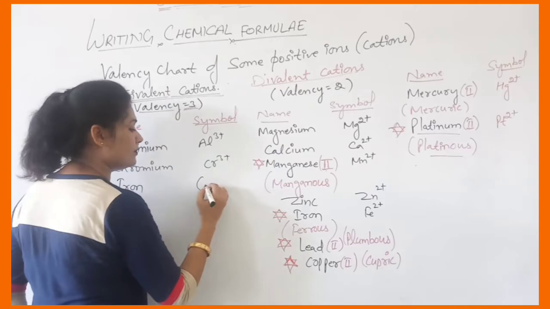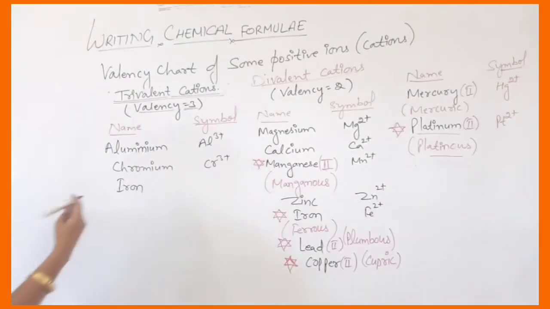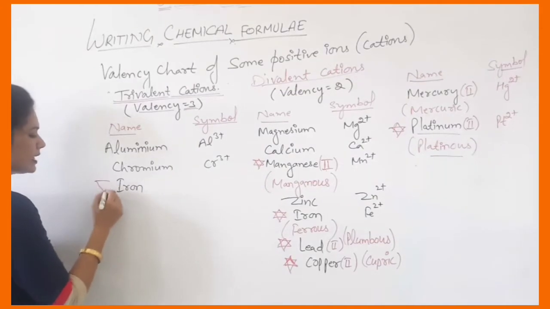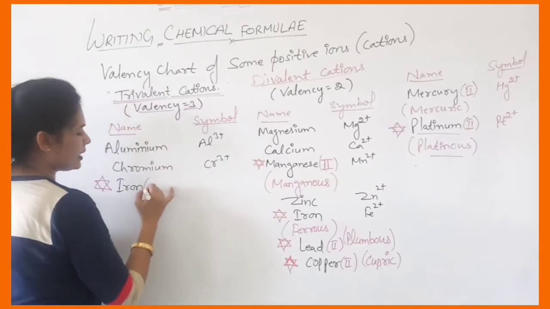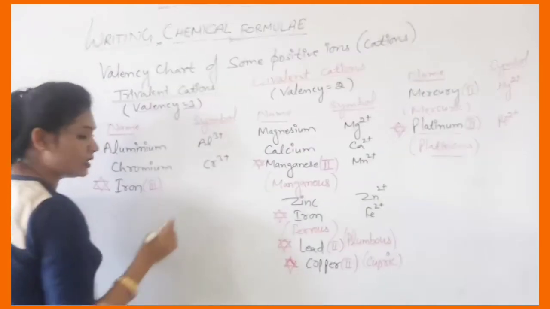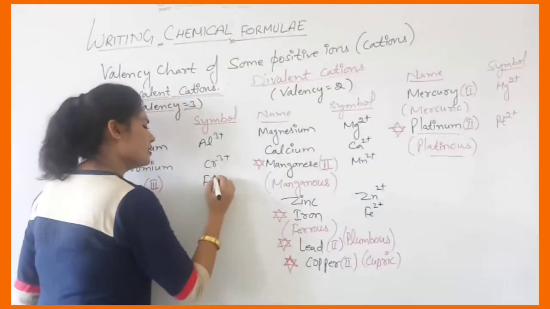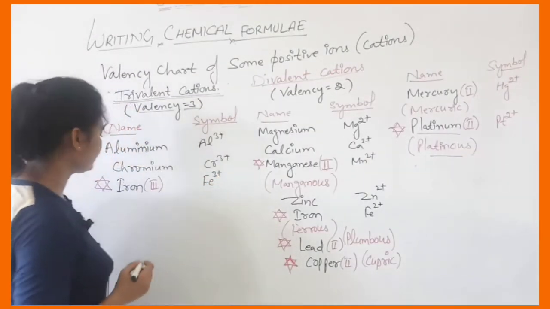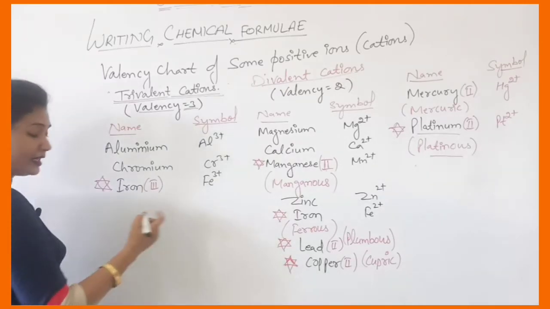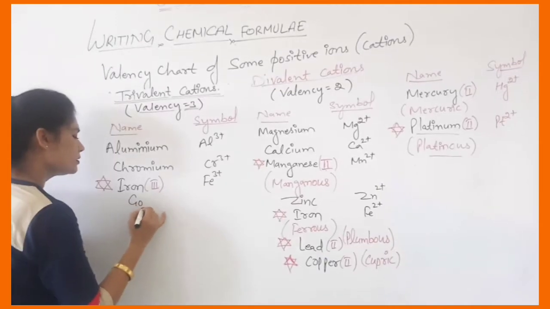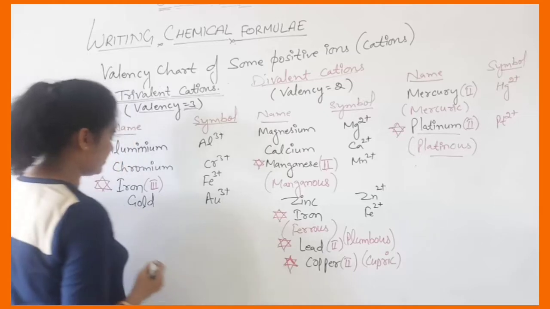Iron has variable valency, so we will draw the star here because it has variable valency. Its valency is 2 and 3. So, we will write here 3 in Roman number, and the symbol is Fe3 positive. Okay, so aluminium, chromium, iron, and last one is gold. Gold is Au3 positive. Its name is auric.